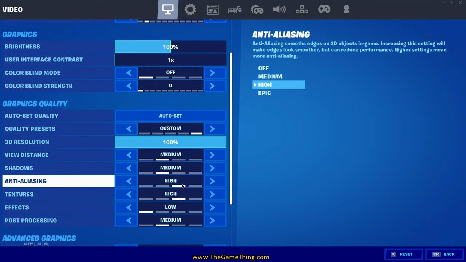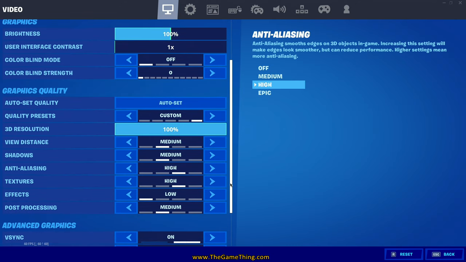Now anti-aliasing is something else which actually helps the picture to look good because it'll get all the edges sorted on objects and things like that. I've got that at high. I could have pulled it down a bit more and pushed something else, but I've left that at high. I personally like anti-aliasing to be as high as possible.